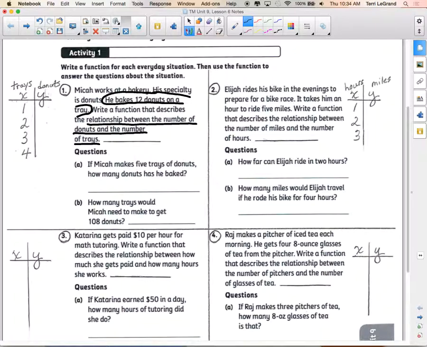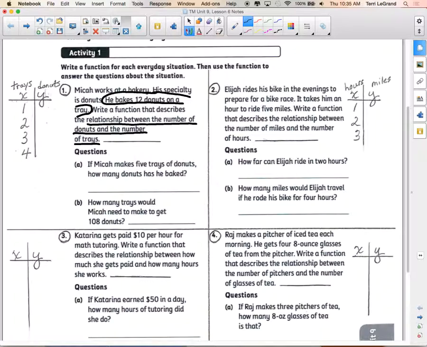So that's our constant. It does not change. He doesn't, on one tray, throw 12, and the next tray decide to only put 10, and the next tray 11, and then the next tray 5. Every single time he puts a tray together of donuts, he puts 12 on there. So let's finish that table that I have there.